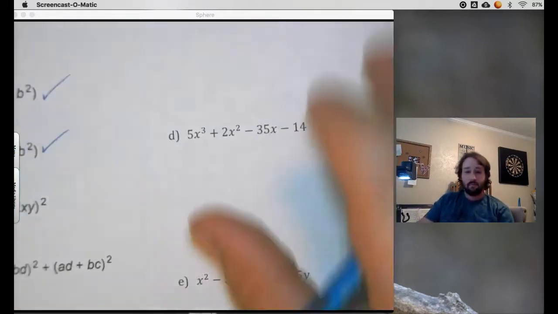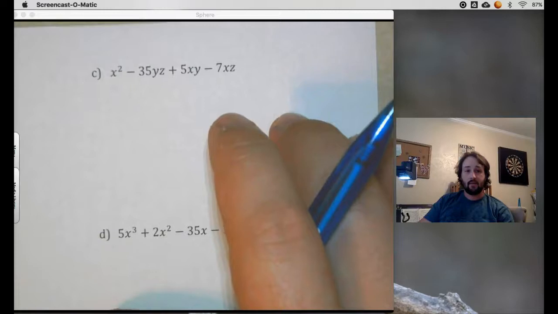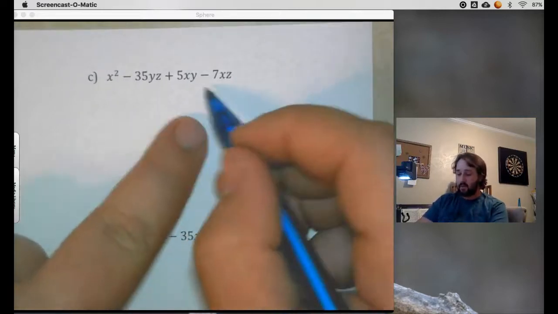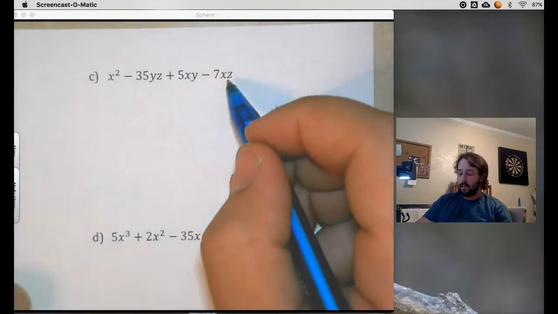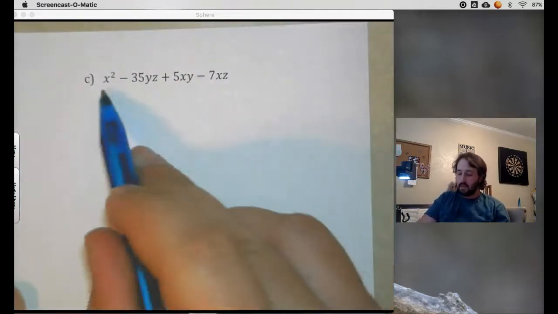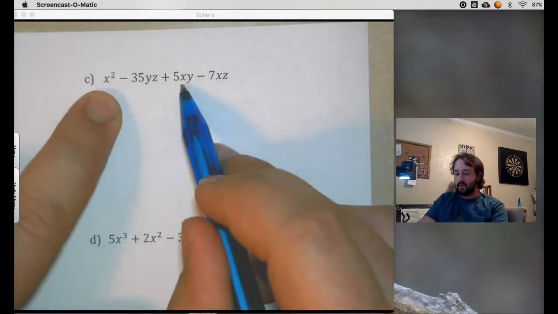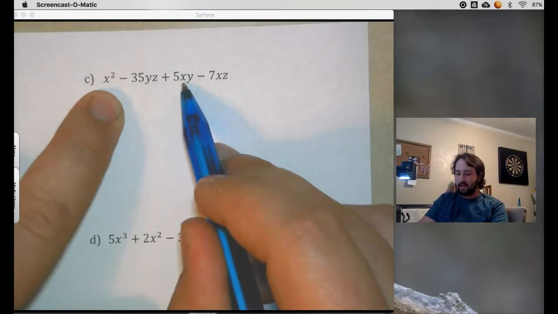All right, moving on. So I have x squared minus 35yz plus 5xy minus 7xz. Well, just looking at these two, they don't have anything in common. So the next I would look at would be these two, x squared plus 5xy. I could factor out an x, so now I would have x plus 5y.